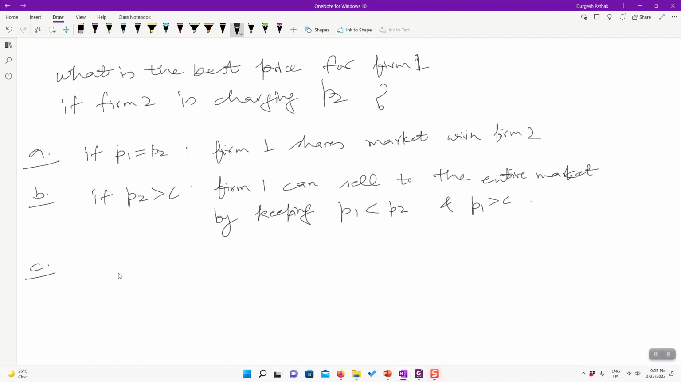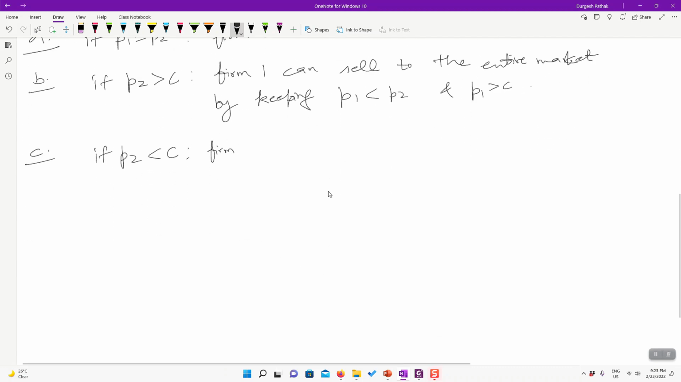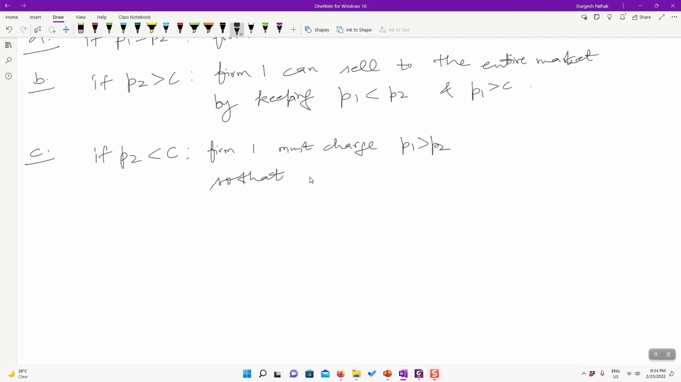So if Firm 2 is charging a price that is less than the average cost of production, then God help Firm 2, because it's already earning losses. The best Firm 1 can do is earn zero profit, because if it charges P1 equal to P2, that is less than C, then both the firms will share the market equally, and actually they will share the losses equally. So the best Firm 1 can do is earn zero profit, and it can earn zero profit by charging any epsilon more than P2. Firm 1 must charge P1 greater than P2 so that pi 1 is 0. This is the best Firm 1 can do here.